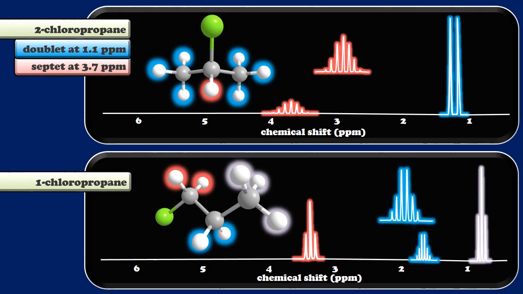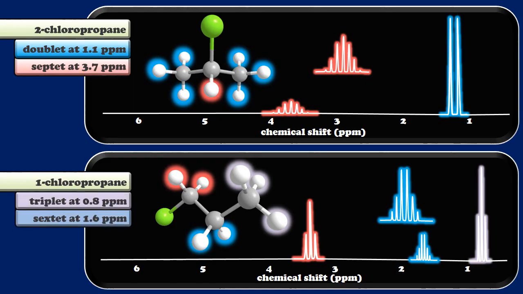Take a look at those blue hydrogens there. In this case, I've got a sextet instead of a septet, and that's because there are 5 non-equivalent neighbors coupled to it. So, using what I know about shielding effects and magnetic coupling, I can predict that 1-chloropropane should have an NMR spectrum containing a triplet at about 0.8 parts per million, a sextet or multiplet at about 1.6 parts per million, and a triplet at about 3.3 parts per million.